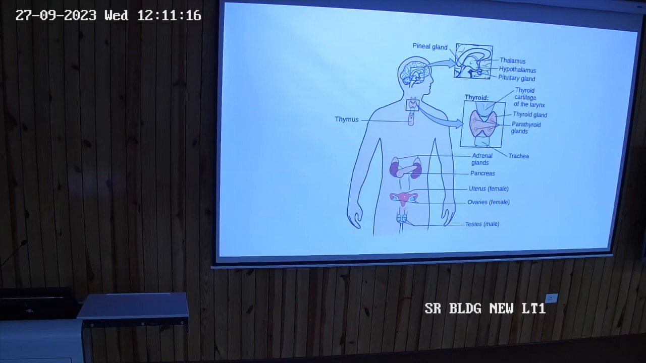Then come to the uterus in the female and testes in the male. They are the male and female reproductive organs. In the female, the ovaries produce eggs, and in the male reproductive system, the testes produce testosterone and sperms.